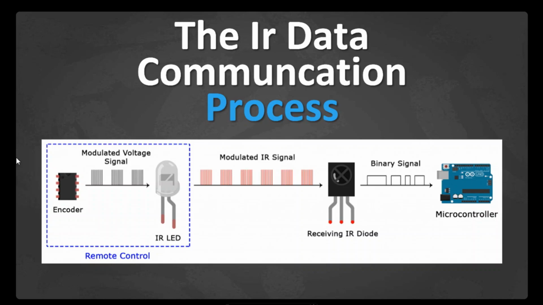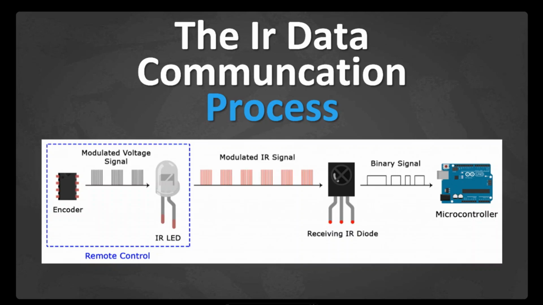So the entire process, if we want to look at it from beginning to end, we have an encoder, just a chip that wants to send a signal. This is your remote. The remote gets a button press and it says, I want to send a signal. It creates a modulated signal. This IR LED at the end of your remote sends a modulated IR signal.